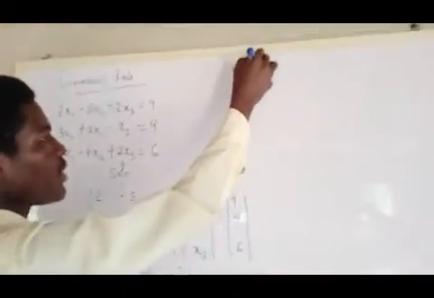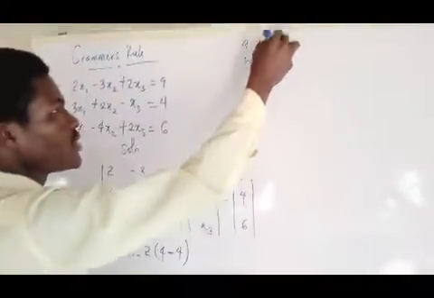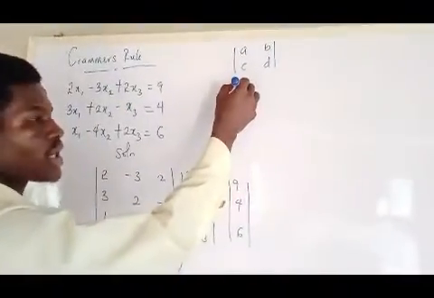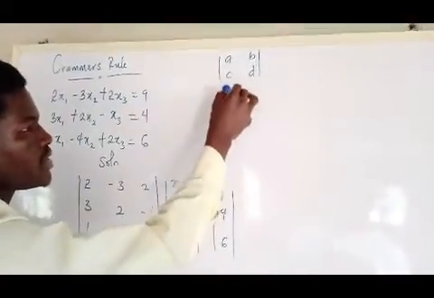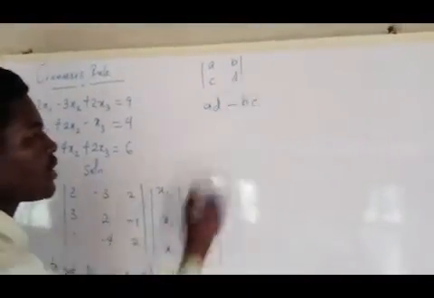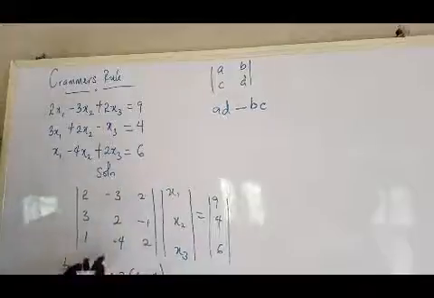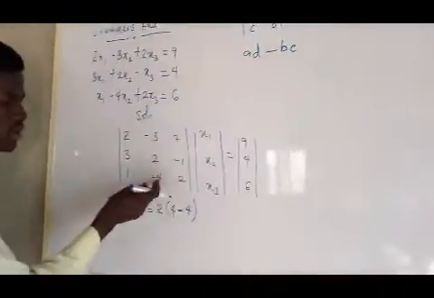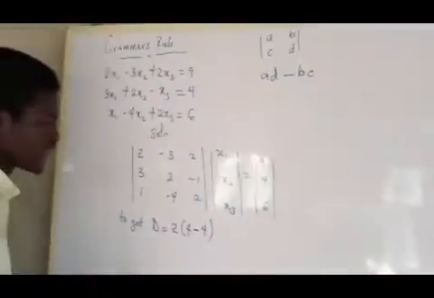Alright, this is what I'm doing. If you have A, B, C, D, the matrix, the determinant will be AD minus CB, BC rather. Do you get that? So this minus here is what I use to multiply the plus 4 that I have. So that's why it becomes minus 4.